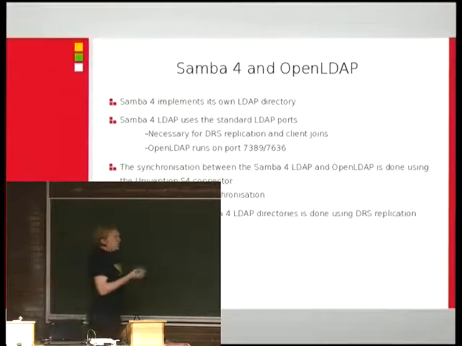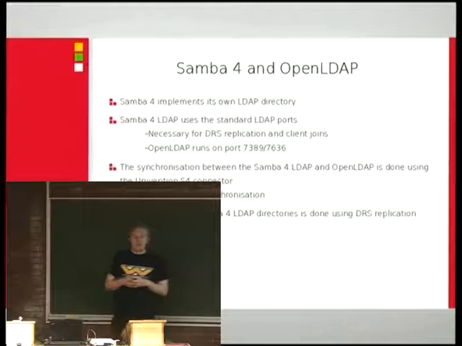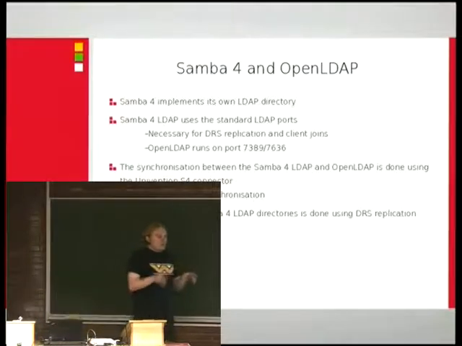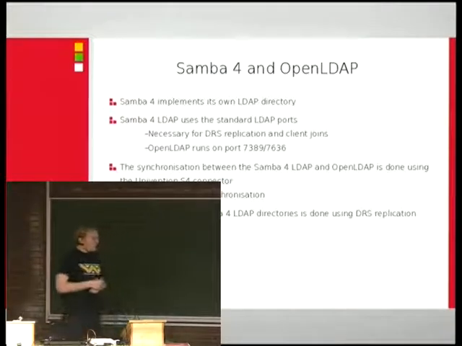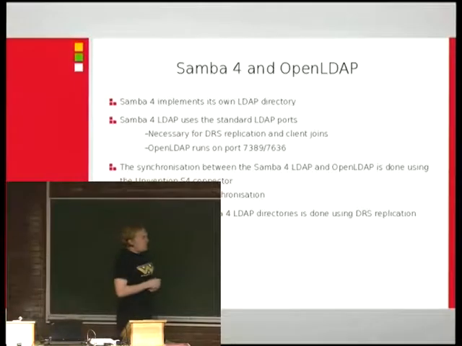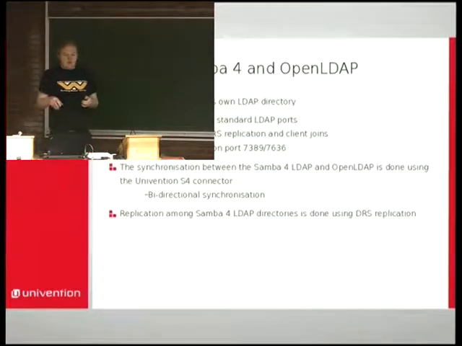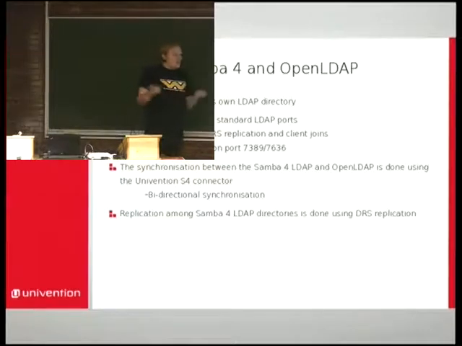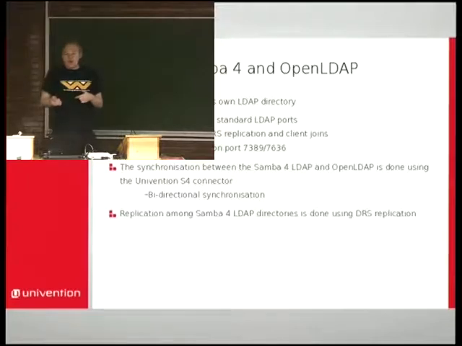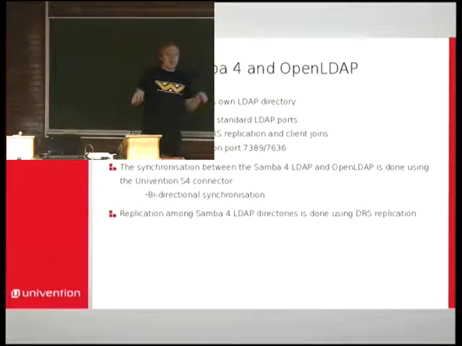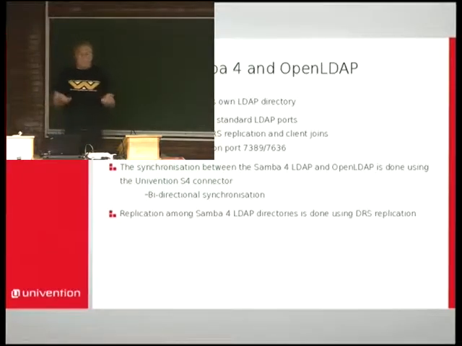For that, we've changed our OpenLDAP server to run on distinct ports than the standard ports. So basically, it's the standard number with an additional 7,000 added to it, and we've modified all the services of Univention Corporate Server to directly use these different ports. And we've developed a synchronization service between the LDAP service in Samba 4 and the LDAP service of the standard UCS based on OpenLDAP, which is called the Univention S4 connector. It does bidirectional synchronization of the two LDAP services. So if you're running UCS with Samba 4, you can create a user both in the Active Directory user management and also in the Univention management console as part of the OpenLDAP data.